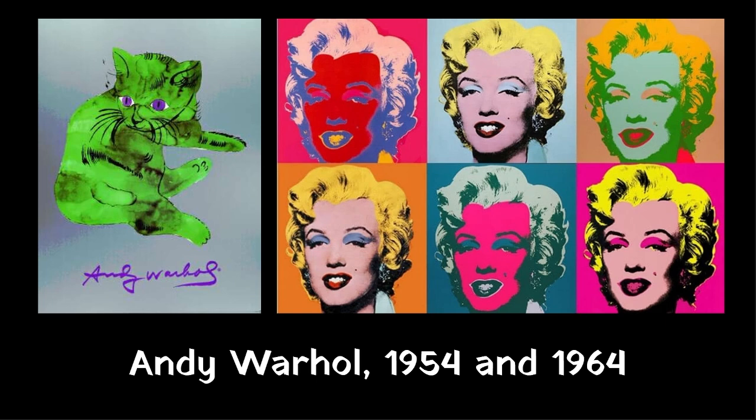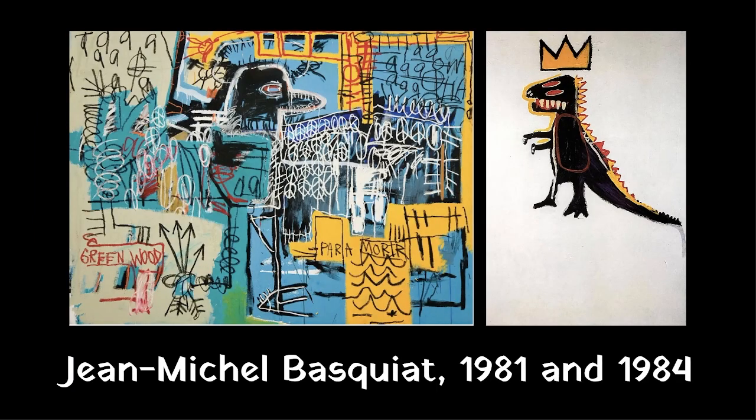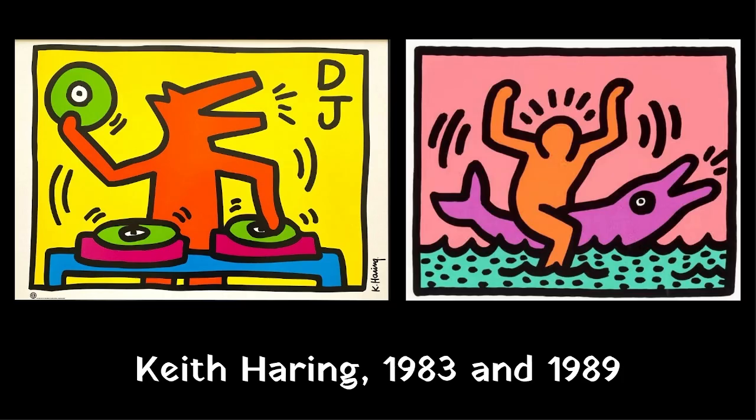And just to show a few more artists, to show this difference, Andy Warhol, right? He's taking a cat and making it green. He's taking Marilyn Monroe and making her green and pink and purple. That's abstraction. Jean-Michel Basquiat, one of the coolest painters from the 80s, and he's doing both. Non-objective on the left, can't tell what that is, but abstraction on the right. Oh yeah, it's a dinosaur. Now, Keith Haring, a wonderful dude who just painted stick figures and became famous for that. Now, stick figures are an abstraction of a person.